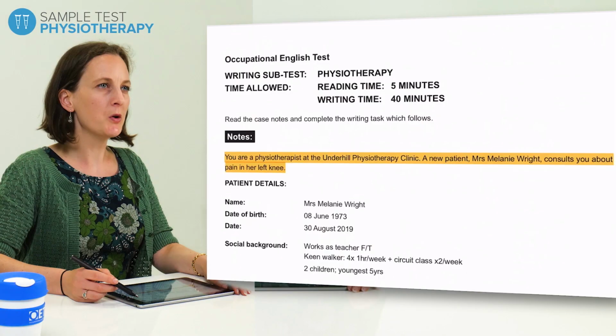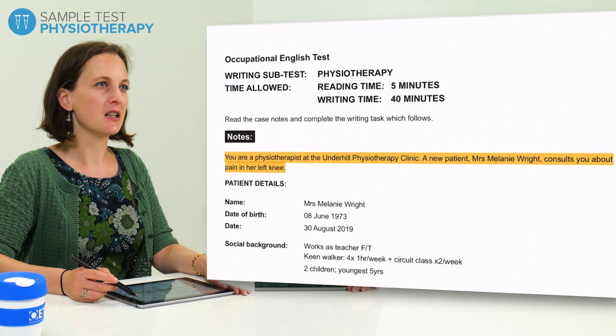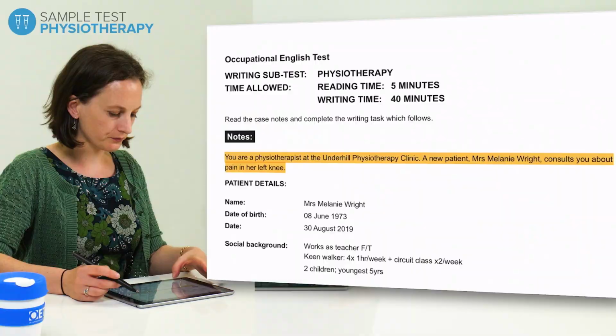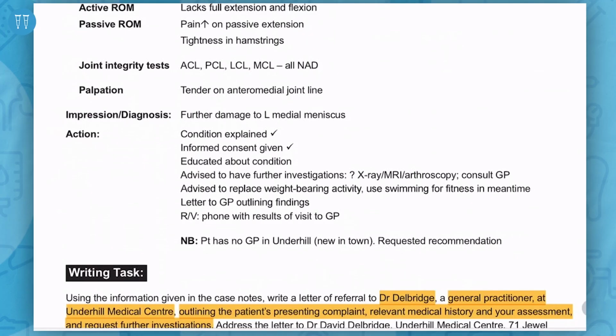Before I start reading the case notes from the beginning, I want to make sure I have completely understood the reason for writing the letter. So another good place to check for any detail about this is the last information in the case notes. I notice here the NB line, which means important information. And it tells me that the patient has no doctor in the town and that she has requested a recommendation.